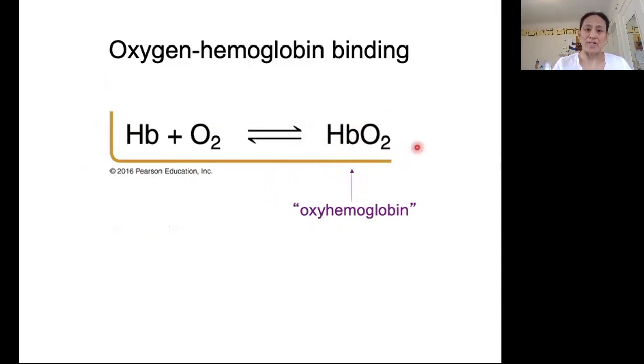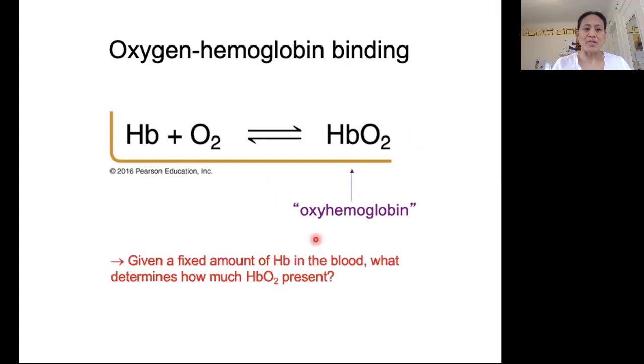Taking a look at this equation, hopefully you remember your equilibrium principles from chemistry. I would like you to consider this question. Given a fixed amount of hemoglobin in the blood, what determines how much oxyhemoglobin is present? So take a moment to think about that. Okay, so if we have a certain amount of hemoglobin, then the thing that's going to determine how much oxyhemoglobin we get is how much oxygen we have, right?